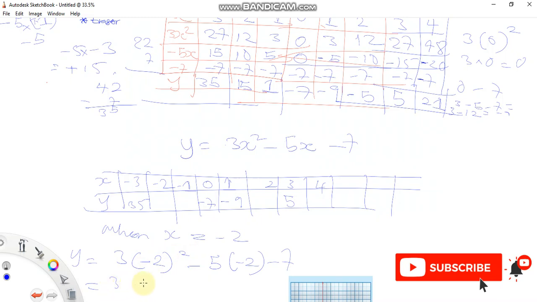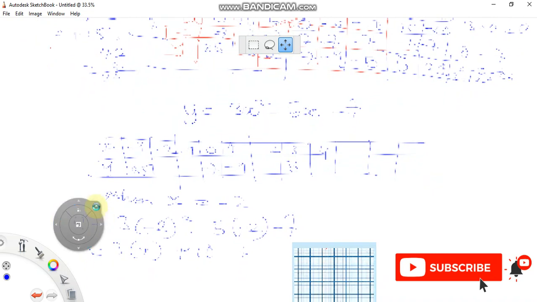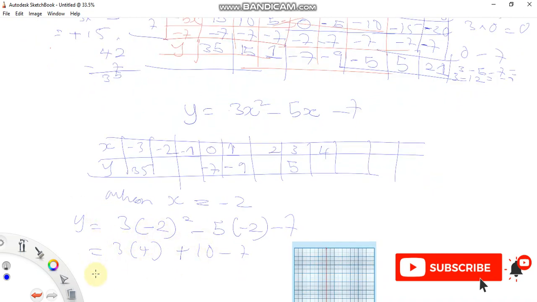Okay, so 3 times 4, and then we have minus 5 times minus 2. Minus times minus is plus, and then 5 times 2 is 10, minus 7. Right? So let's go down a little bit more. 3 times 4 is 12, plus 10, minus 7. So this is 22 minus 7, which is 15, just as we had from before. 15, you can see here.